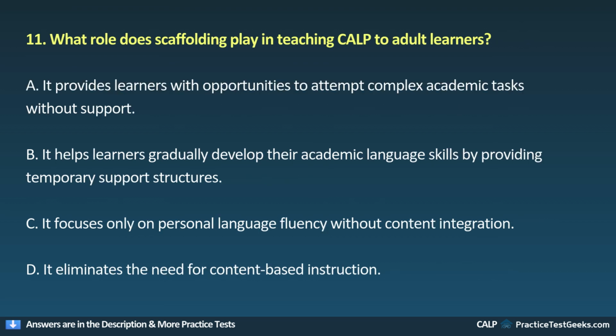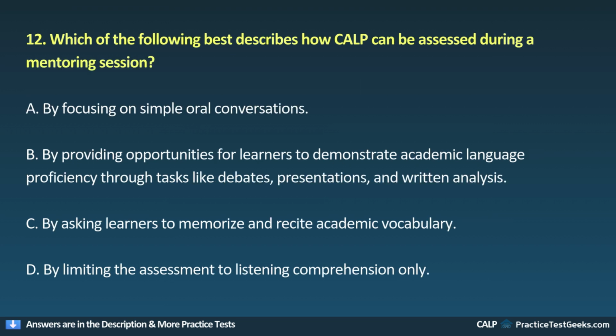11. What role does scaffolding play in teaching CALP to adult learners? A. It provides learners with opportunities to attempt complex academic tasks without support. B. It helps learners gradually develop their academic language skills by providing temporary support structures. C. It focuses only on personal language fluency without content integration. D. It eliminates the need for content-based instruction.